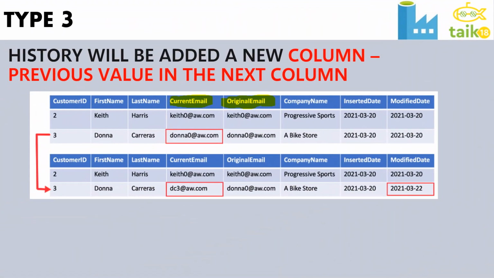Now type 3. The history will be added as a new column, with the previous value in the next column. So there will be basically 2 columns, like here, current email and original email. Initially both of them will be the same because this is newly entered data, but later on if there is a change, then we add the original to a new column. If you see this one, the current email has been changed to a different email ID here, and we also updated the date modified. So this is basically type 3.